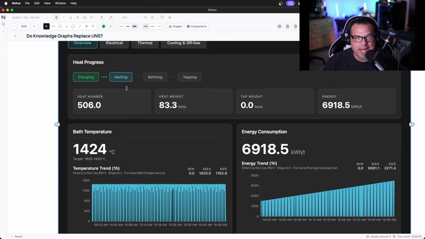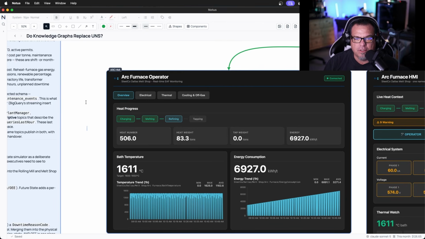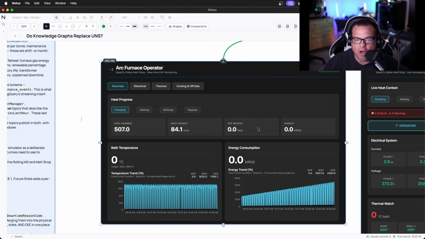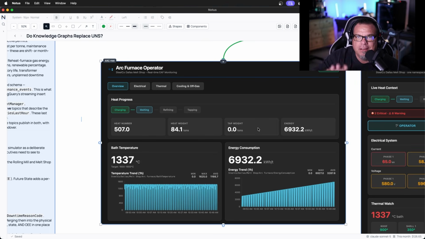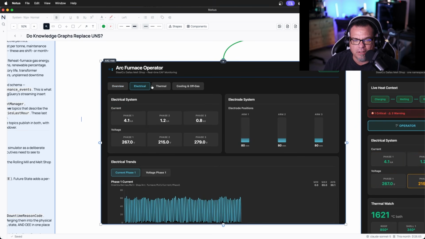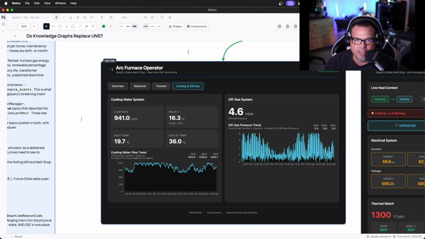Okay. We use this to develop visualization. So this is a live operator overview of the furnace. We have the overview, so which heat number, heat weight, all the things that we see on the screen are coming from the unified namespace, and what we're looking at is real time. Okay, I can see electrical, I can see thermal, I can see cooling and off gas.